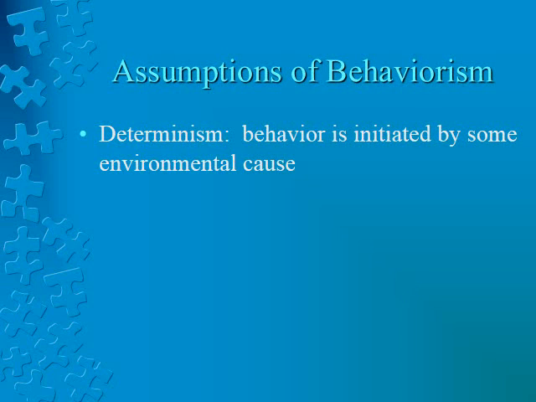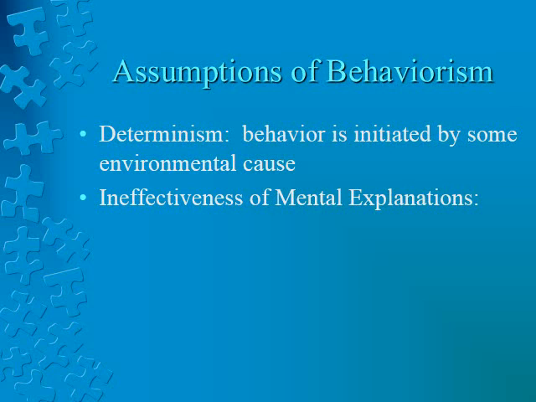Now, behaviorism has a set of assumptions. These are just ideas they believe or hold to be true when they try to explain the world. The first major assumption that they make is determinism. They assume that, in other words, behavior is completely initiated by some environmental cause. We don't have free will. We don't have the ability to choose what we want. We are largely under the influence of the external world or the environment around us.